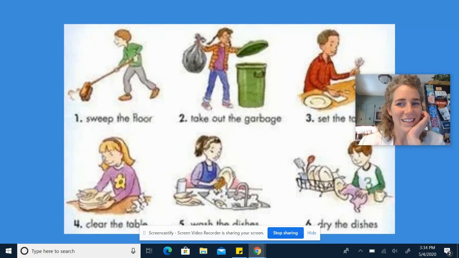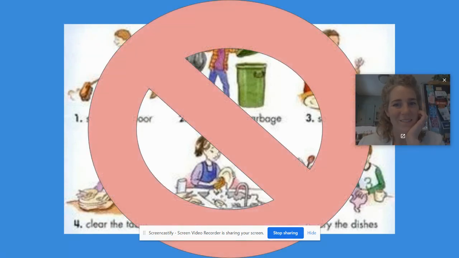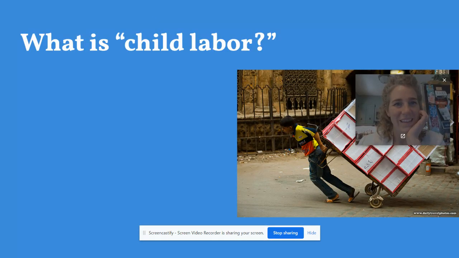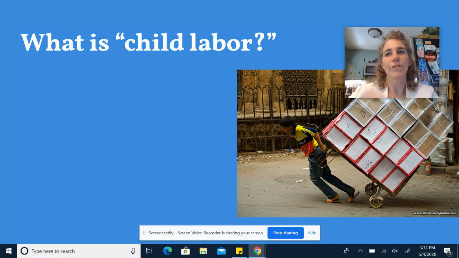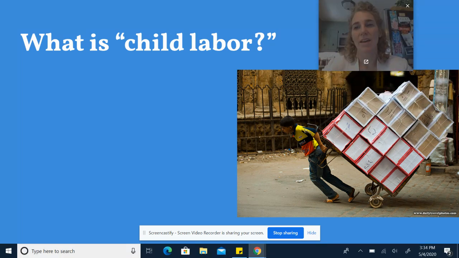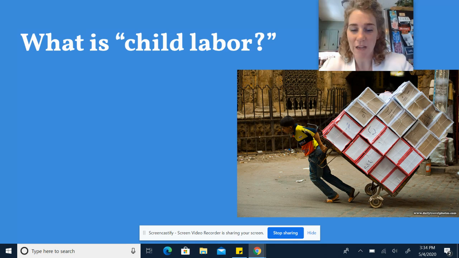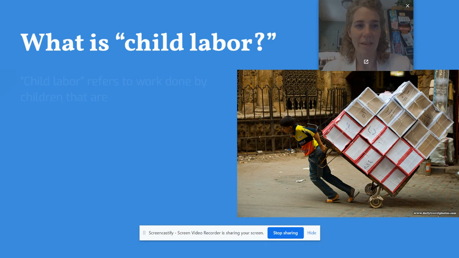Oh, but wait a second. I did some research, and those chores are not human rights violations. Nope. In fact, child labor refers to something more specific. Children in the world are engaged in paid and unpaid labor all the time, but a job for a child is different than the term child labor. Here's what child labor really means.